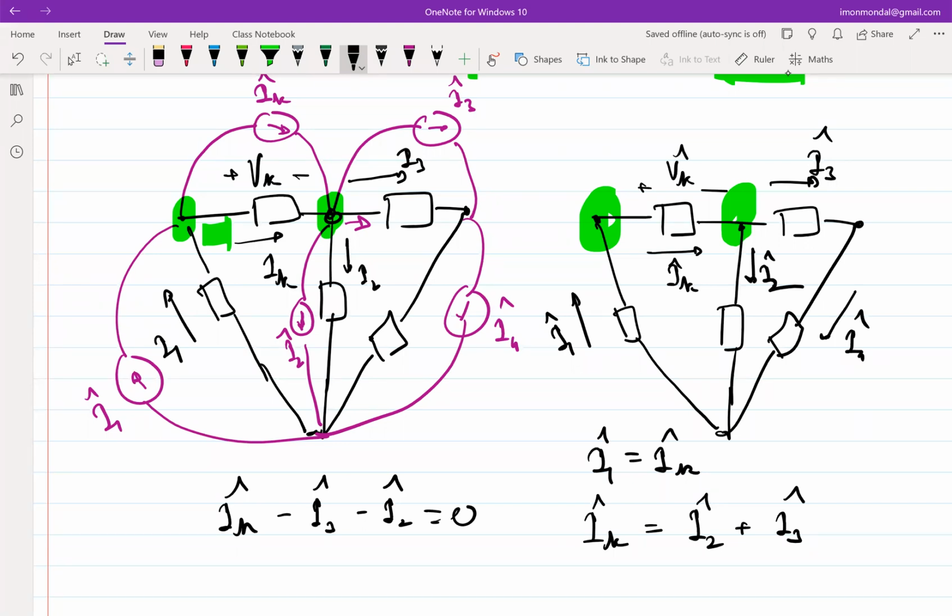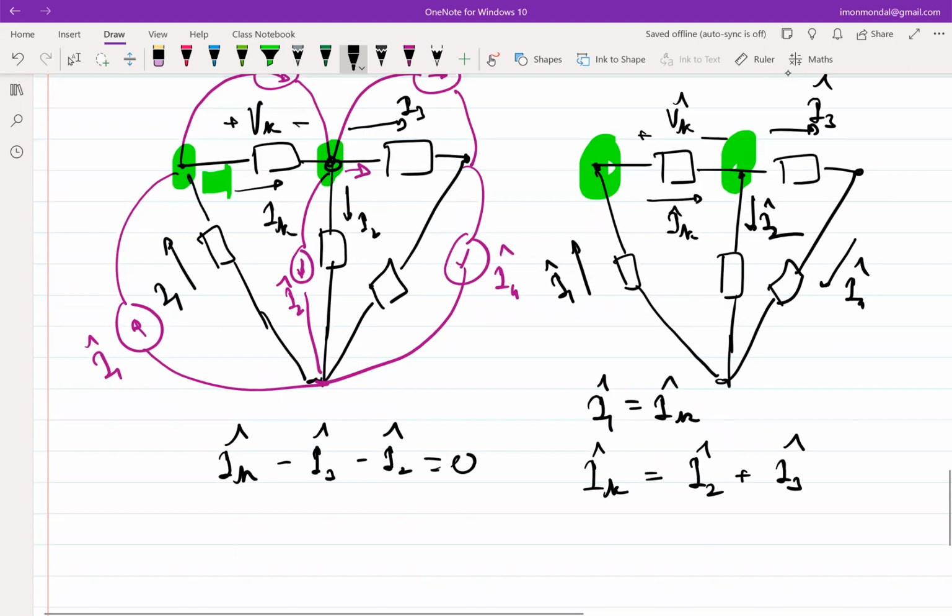So if you are satisfied with this, this is the key step. Are you satisfied with this, or do you want me to spend some more time on this? Okay. So if you are satisfied with this, then the next step is simple. I do the power conservation on the circuit on the left, the modified circuit on the left. So what do I get?